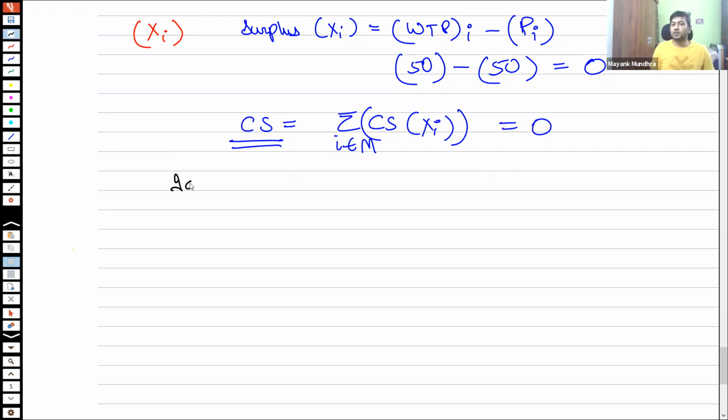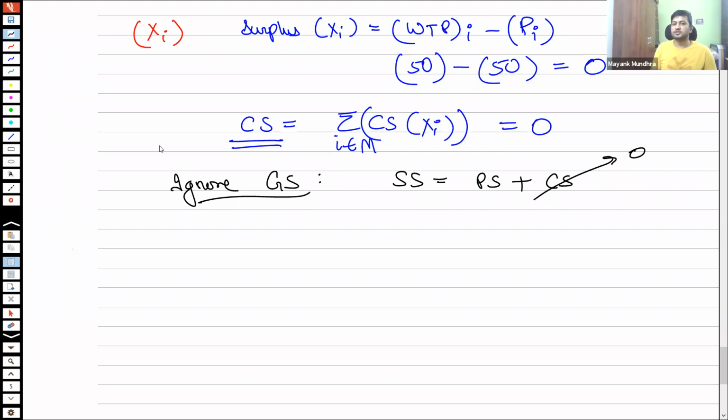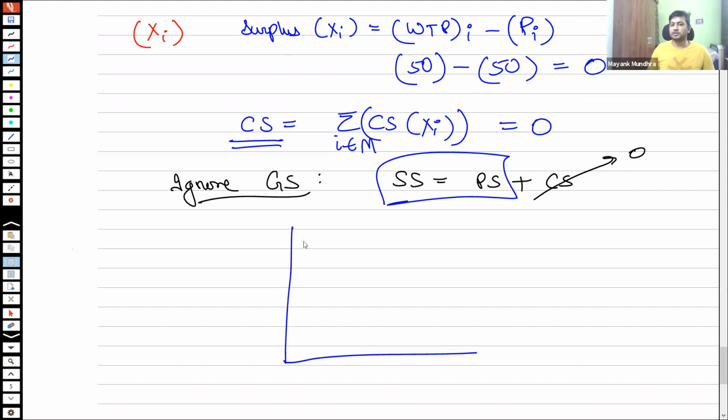So if you ignore government surplus, then I know that social surplus is equal to producer surplus plus consumer surplus. In first degree price discrimination, consumer surplus is zero. So basically I have that social surplus is equal to producer surplus.